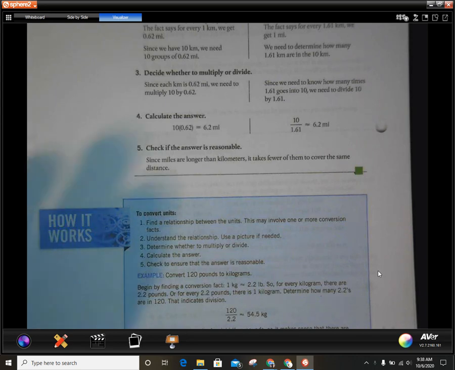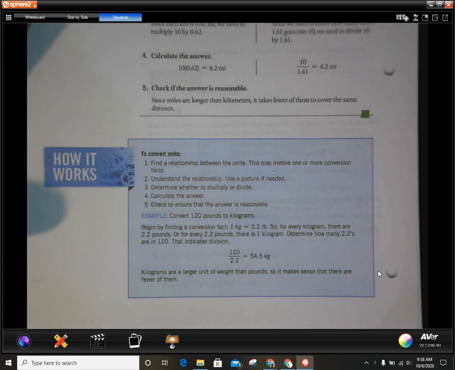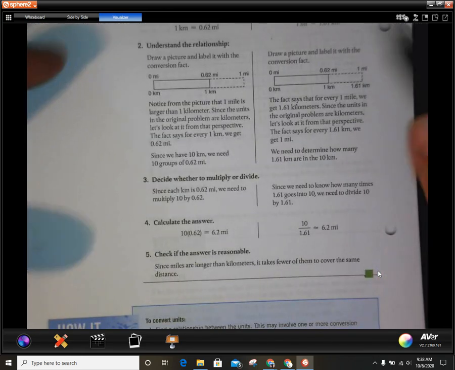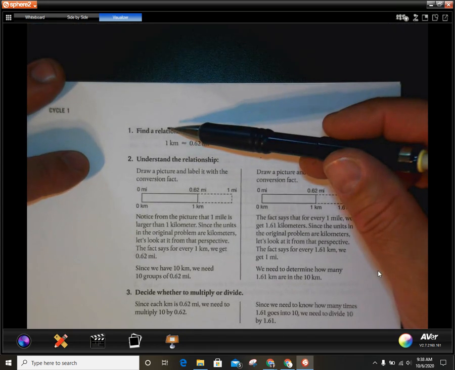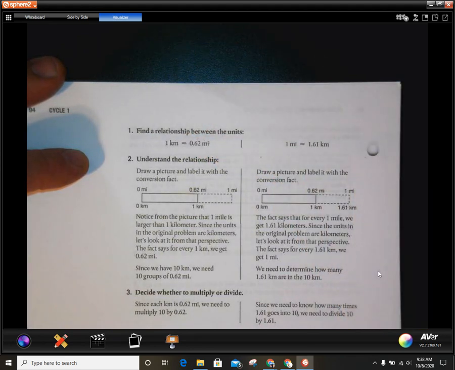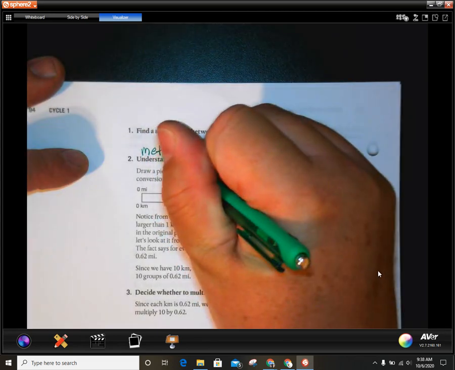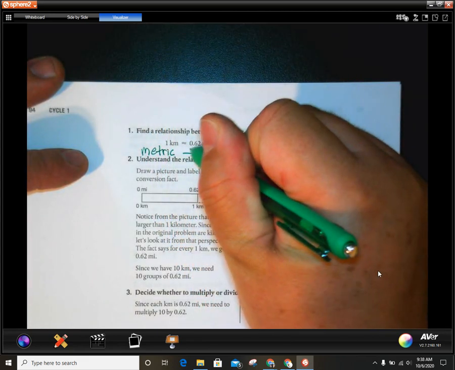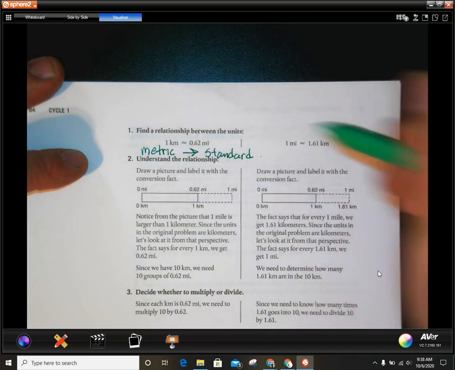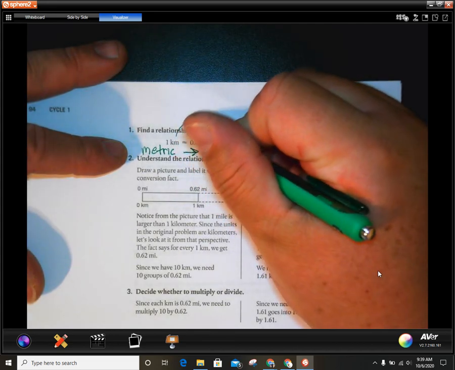The first thing you have to do in order to solve these is to find the relationship between the units. In other words, if you're going to go from kilometers to miles, you're going from a metric unit to a standard unit. So you need to determine what that relationship is. In this case, it's kilometers to miles.